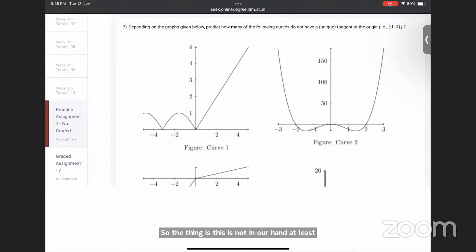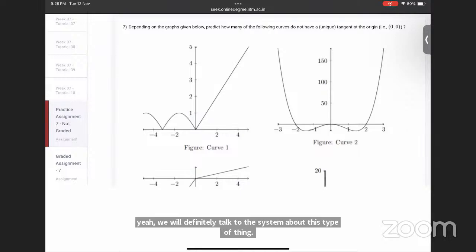At least, no problem. We can talk to the system, definitely. We can convey the message from the student because we are the only ones who are really connected with the student. Yeah, we are also concerned about you. We really want you to understand everything. So yeah, we will definitely talk to the system about this type of thing, what we can do about these things.